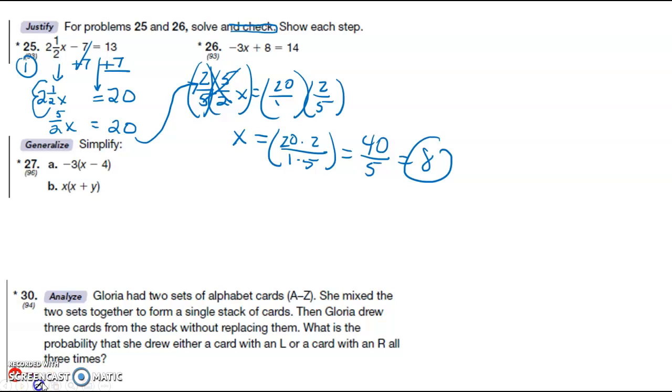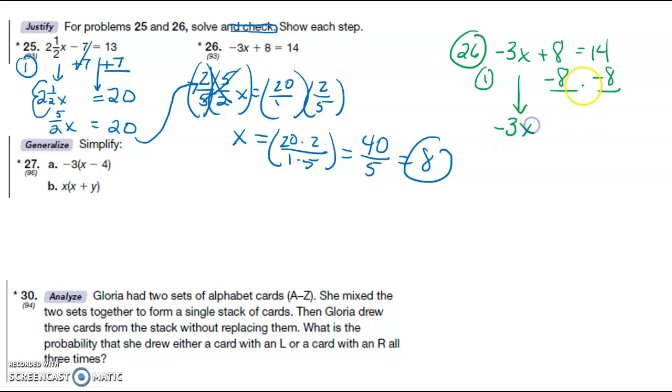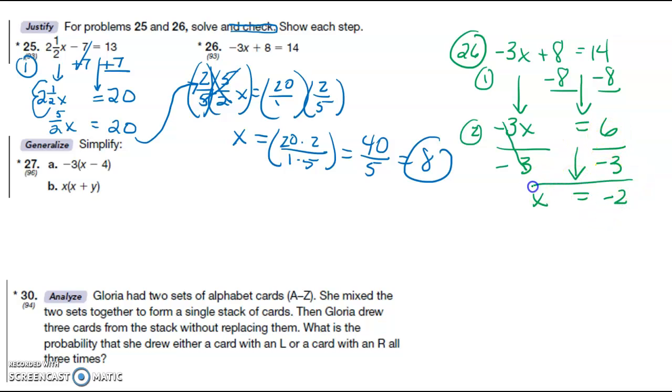Let me change colors. And we'll do 26 over here. Okay, first thing I do is add or subtract, so I'm going to get rid of that 8. My 3x comes down. Equals 14 minus 8 is 6. And then the second thing I do is divide. So negative 3 divided by negative 3 is 1. My equals comes down. Positive 6 divided by negative 3 is negative 2.